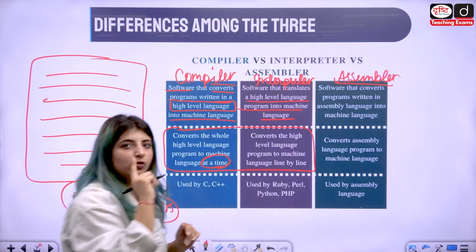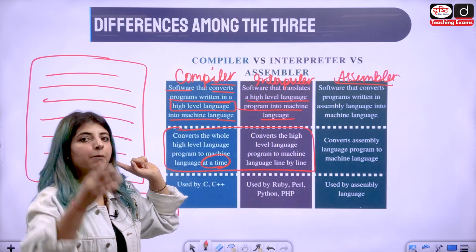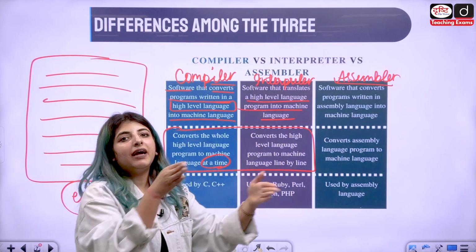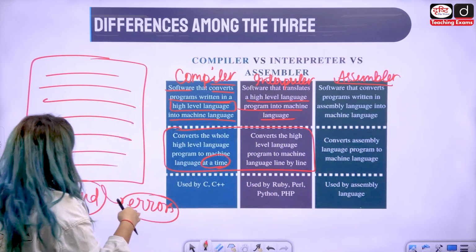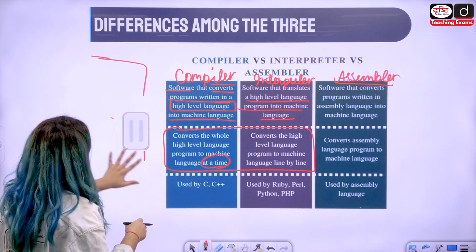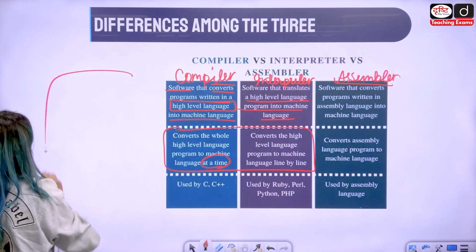On the other hand, if we try to talk about the interpreter, first of all, again, it also converts high level language into machine language. Same is the case with the compiler, but the only differentiation between a compiler and an interpreter is that the interpreter will convert line by line. So let's just say this one was about the compiler, which will read the entire program in one go. What will the interpreter do?